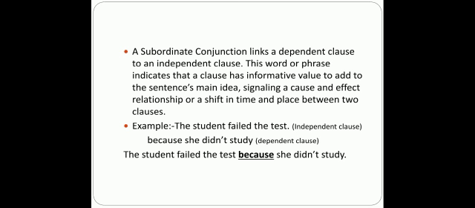Let us see one more example. The student failed the test because she didn't study. So the first part of the sentence, the student failed the test, is an independent clause because it can stand alone. It gives us a complete meaning. Because she didn't study, this is a dependent clause because this doesn't give a complete meaning and it is dependent on the main clause. So the final sentence is the student failed the test because she didn't study. The word because is your subordinating conjunction.